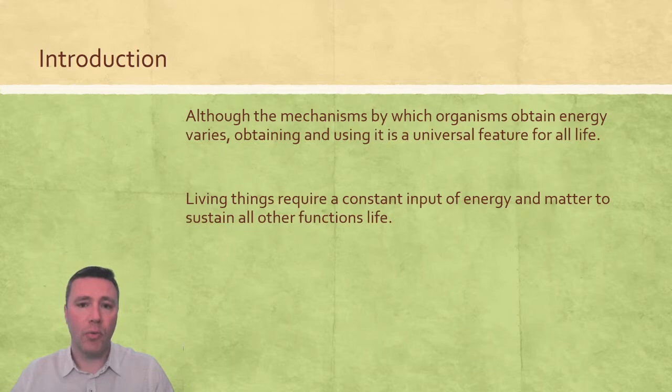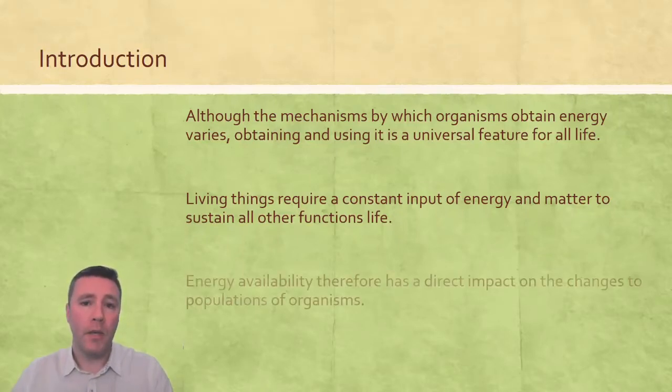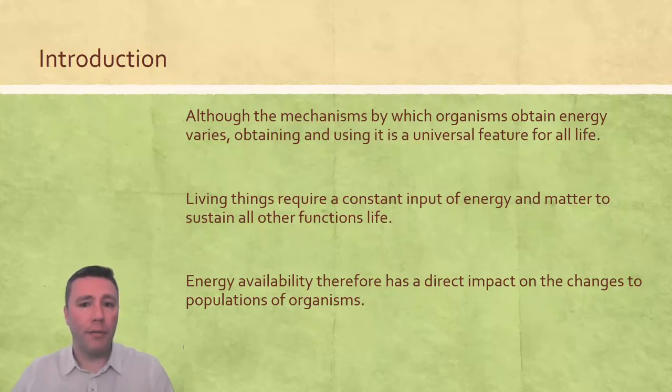All living things require a constant input of energy and matter in order to sustain life functions. Those functions include things like responding to their environment, maintaining homeostasis, growth and development, and of course, reproduction. That reproduction is directly connected to the ability of populations to grow in size. So therefore, energy availability in an ecosystem has a direct effect on how populations are changing, either growing or shrinking in size.